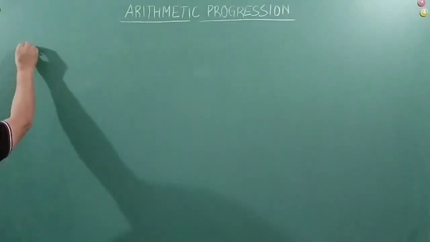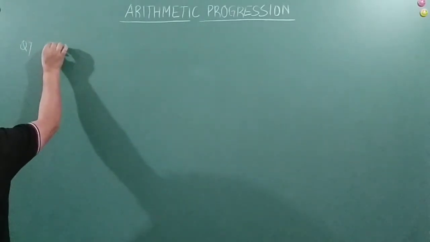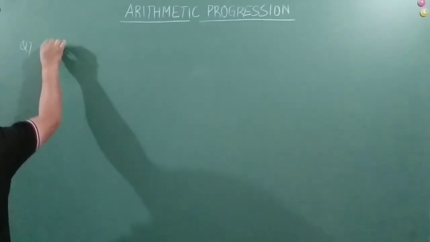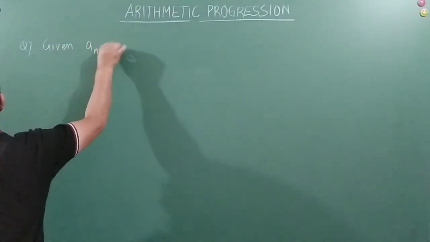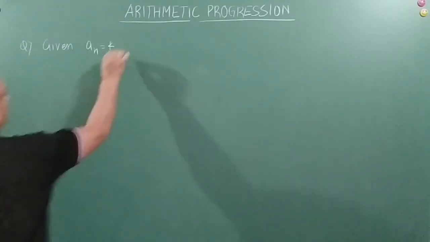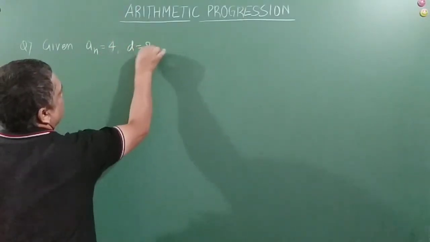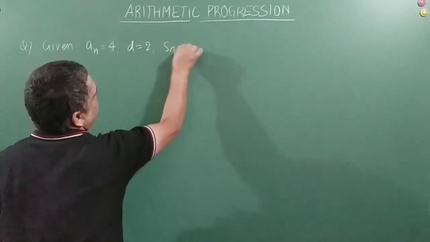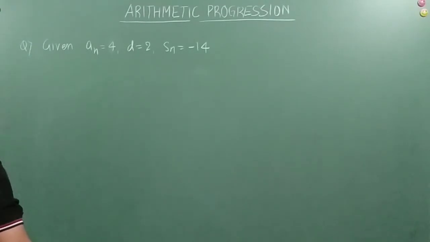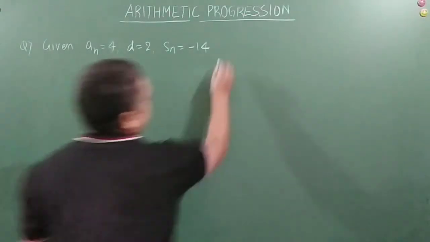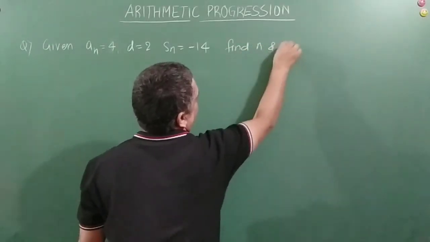This is a little different problem. Given an = 4, d = 2 and Sn = -14, we are expected to find n and a.